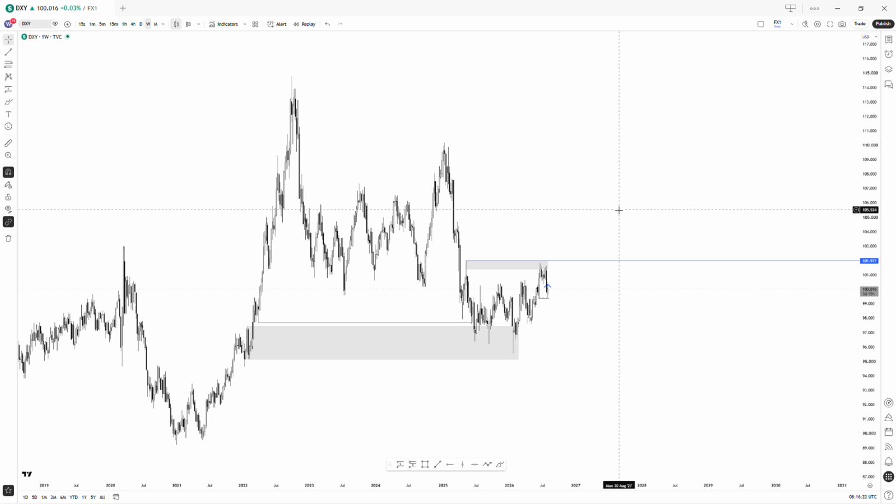We are about to check the charts and see what the market is offering us today. To start off, we are going to look at the DXY.